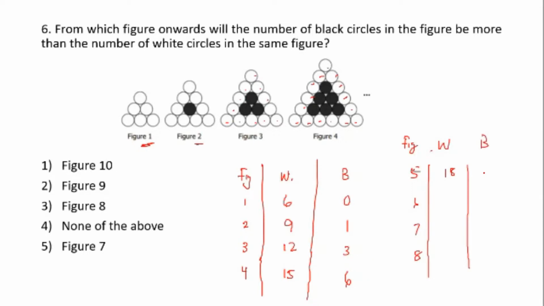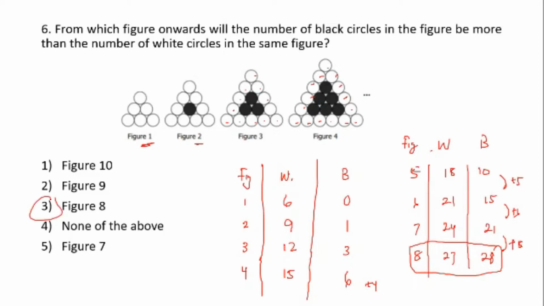Black circles will be 10, right? So it's plus 4. And then here, this will be 21. This one is plus 5, which is 15. This one will be 24, and then we add 6, which is 21. This one will be 27. This one will be plus 8, 28. You can see that now the number of black circles is already more than the white. So starting from the 8th figure, which is option 3.